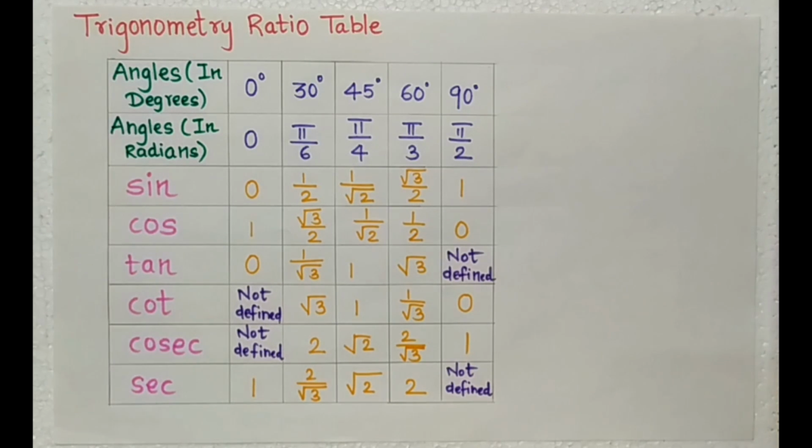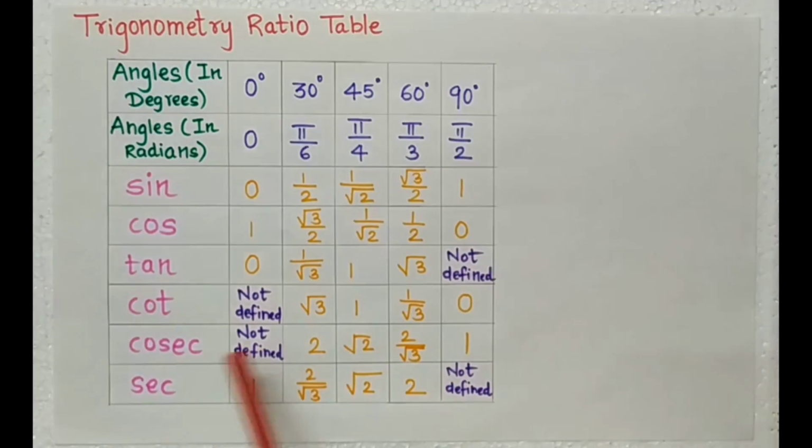So before starting the problem, we have to remember some basic things, that is our trigonometric ratio table. We need to remember our trigonometric ratio table at least up to the value of 90 degrees and the formulae we have derived in the previous class. Okay, first let us go through our trigonometric ratio table.